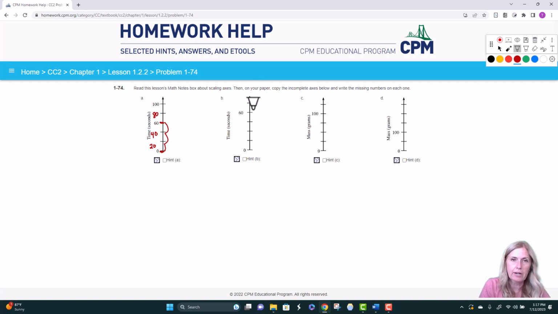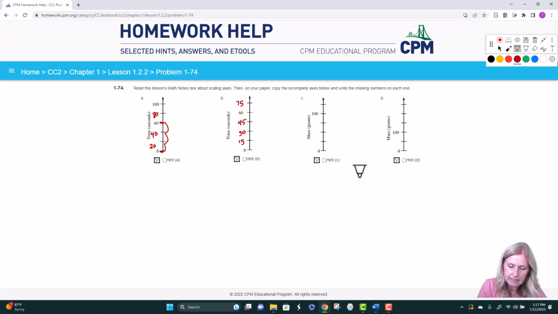Okay, so try it on this one. How many hops is between the 0 and the 60? 1, 2, 3, 4. So you're dividing 60 by 4 equal parts. And when you divide 60 by 4, you get 15. So from here to here is 15. Add another 15, you're at 30. Add another 15, 45. Add 15, you're at 60. Add 15, you're at 75.